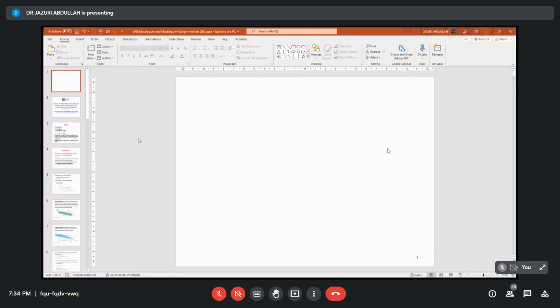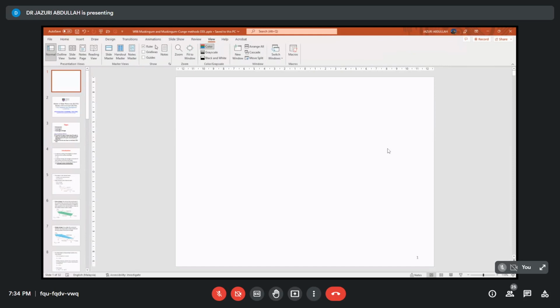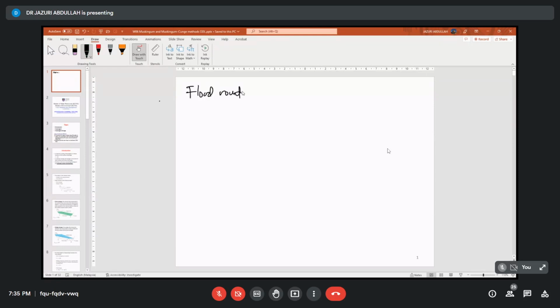Okay, kalau you all semua faham, saya proceed kepada topik kita pada malam ni. Okay, so jadi kita akan buat kepada flood routing. Okay, kepada flood routing. So this is the topic.